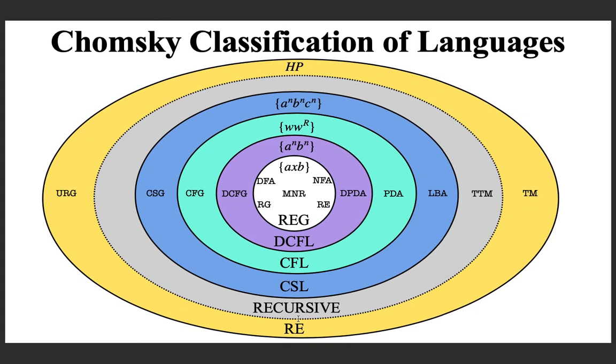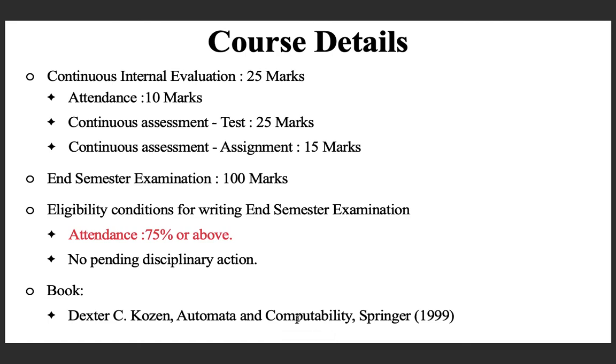Now we may discuss some logistics about this course. About the assessment, continuous internal evaluation is recommended by the syllabus for out of 25 marks. Sorry, out of 50 marks. This is a typo, this must be 50. Attendance 10 marks. Continuous assessment test, you may have two internal examinations, 25 marks for both the examinations. The total mark is 25.